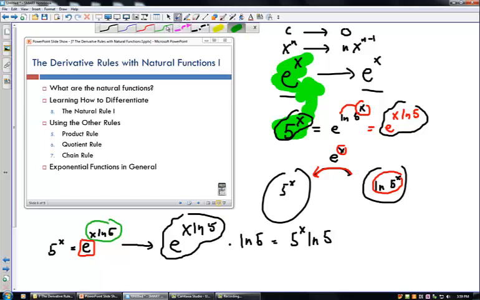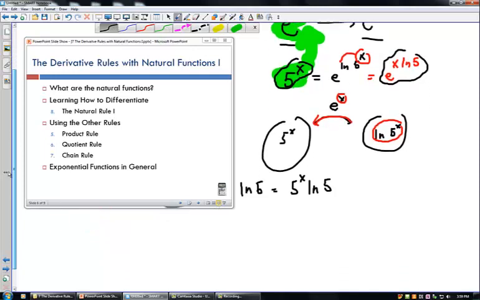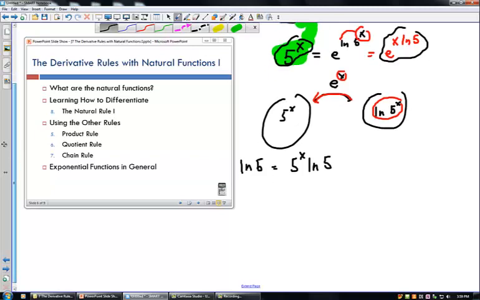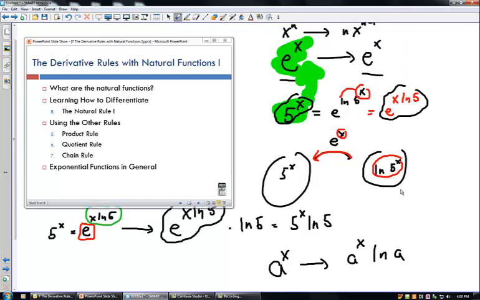Now, sometimes, if you do this enough, we will memorize a rule. So if you would like to have another rule, I can give you another rule. So if you would like a rule for how to take the derivative of a to the x, well, it's just going to be a to the x ln of a. I mean, think about it. We got it right there.